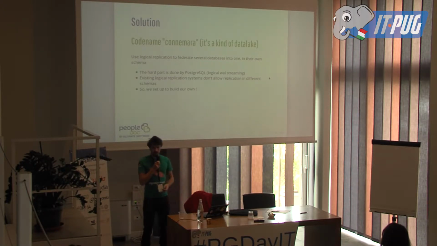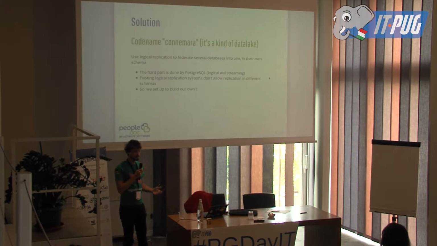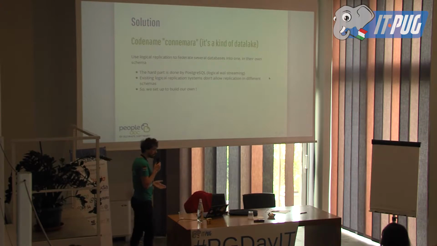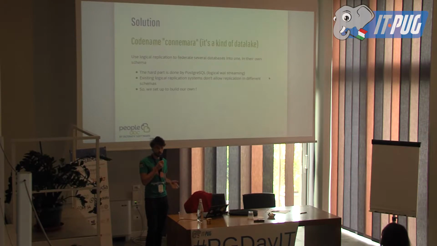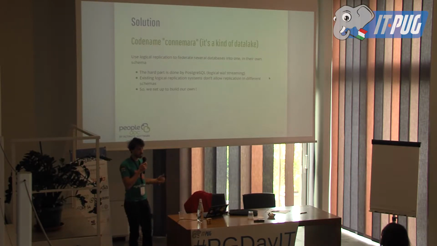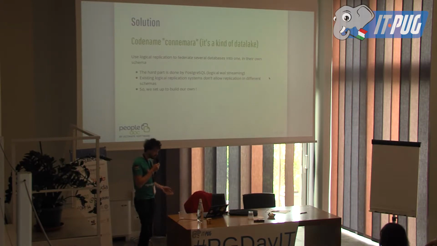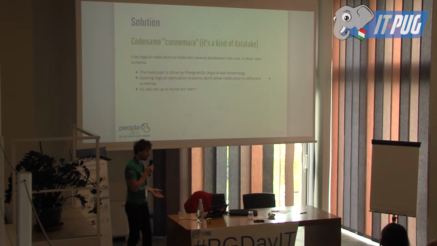What we set out to do is use logical replication to federate several databases into one. The problem we have is that our transactional DBs sometimes have tables with similar names. So we want to move every single source table to its own schema on the target database. And that's something that the built-in logical replication in Postgres can't do right now. We could have used other logical systems based on triggers, like Slony and things like that. But remember, we don't want to have too much of an impact on the primary server. So we set out to build our own using PostgreSQL logical replication basic building blocks.